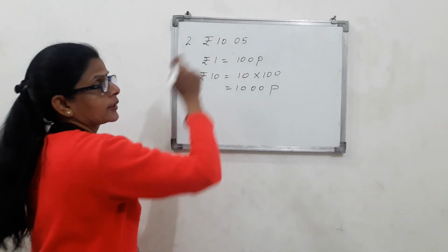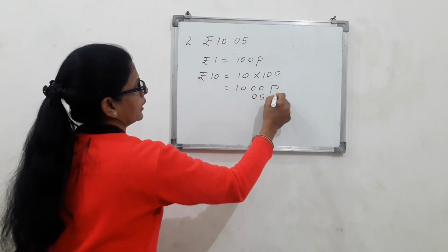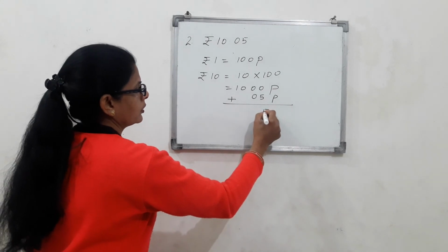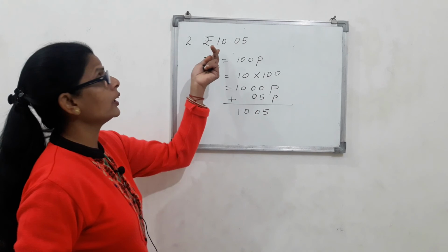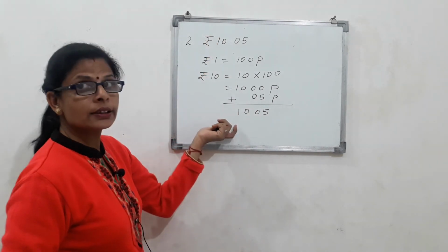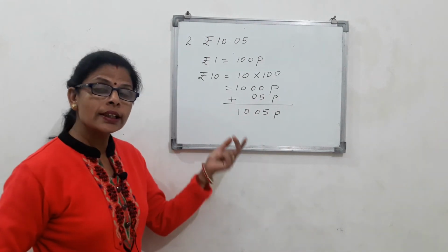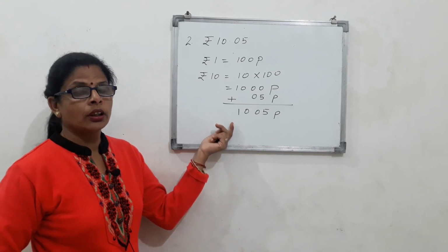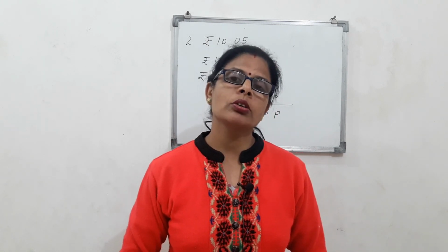And how many paisas are there? 05. So we'll add 05 paisa in it. And what we will get? 1005. So how many paisas are there in rupees 10 and 5 paisa? There are 1005 paisa. Clear? I hope all of you are clear how to read and write and how to convert rupees into paisa and paisa into rupees.